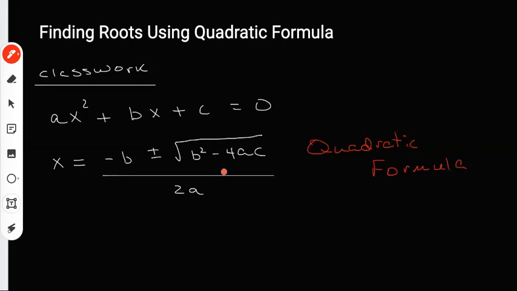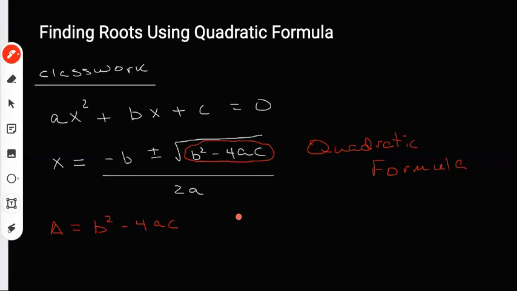Now, before we do that, I wanted to show you how this formula includes the discriminant. The discriminant is equal to b squared minus 4ac. Delta is equal to b squared minus 4ac. And where we get that is from the inside of this square root. We have b squared minus 4ac.